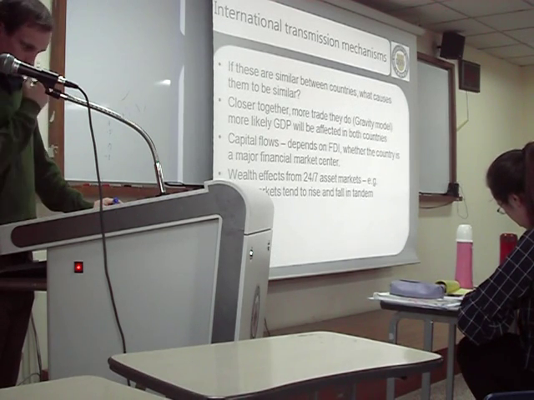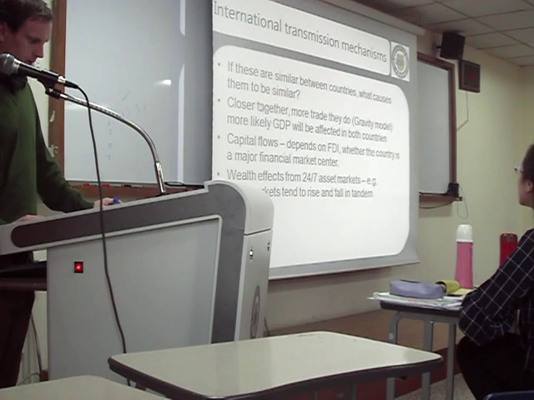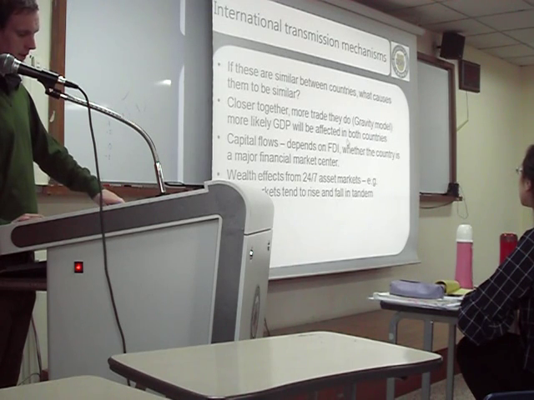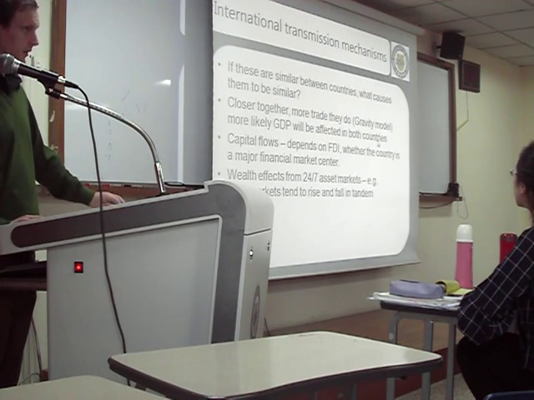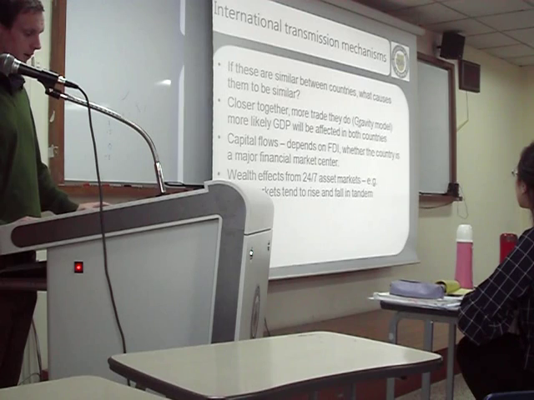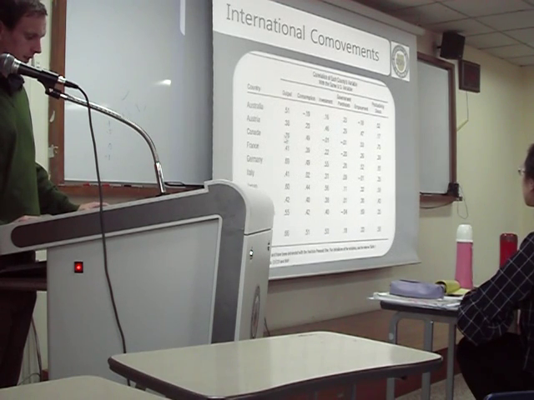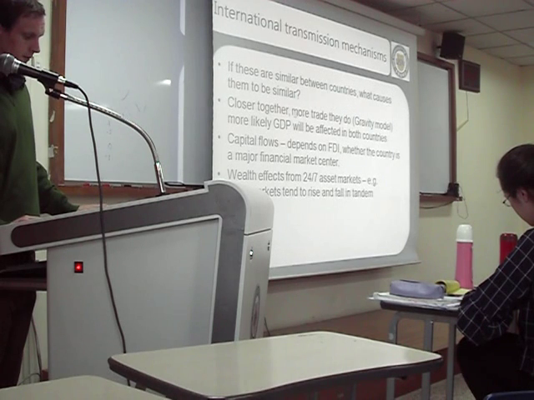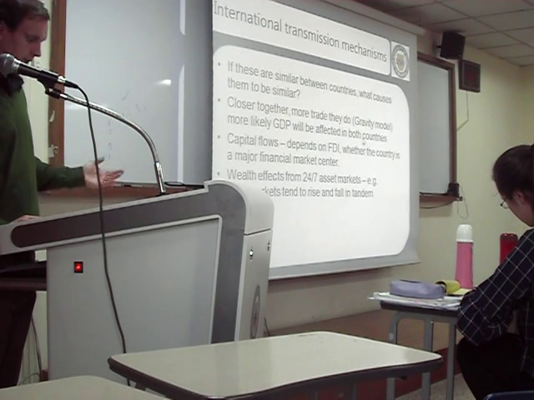So, if countries are closer together, usually they do more trade, then it's more likely GDP will be affected in both countries. Okay. So the question we're asking is why? Why are the US and Canada very similar? Okay. So they're closer together, they do more trade.